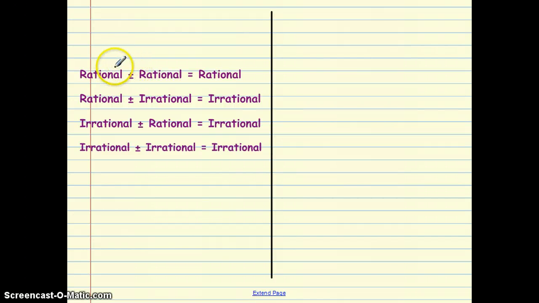Just so you know, the plus and minus here, it could be plus, like add, or it could be minus, like subtract. So rational plus rational, or rational minus rational. Rational plus irrational, rational minus irrational, just so you know what that's about.